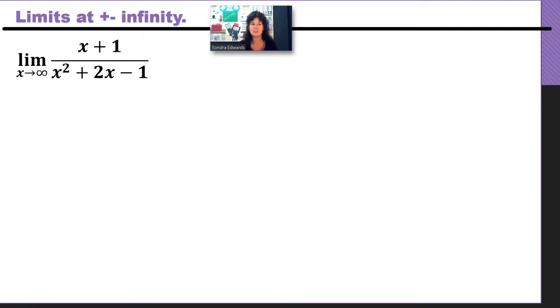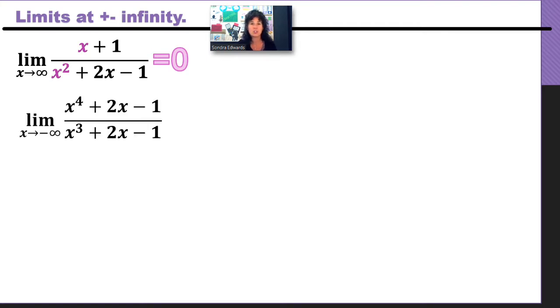So the limit as x goes to infinity of this first rational function. Because the degree of the numerator is smaller than the denominator, we know we have a horizontal asymptote at 0. So the answer is 0 because functions follow horizontal asymptotes at very large and very small values of x.